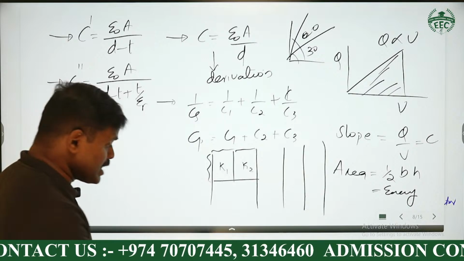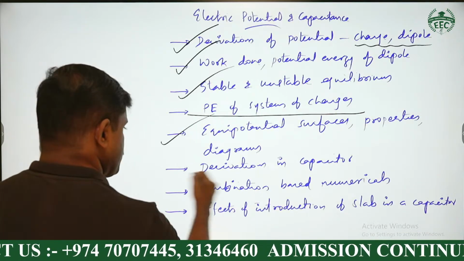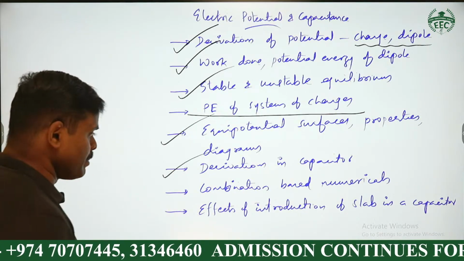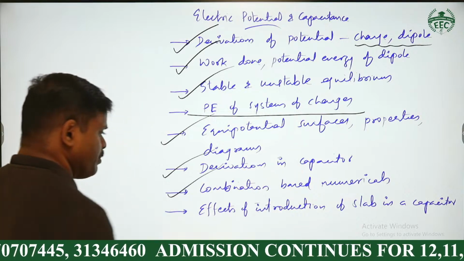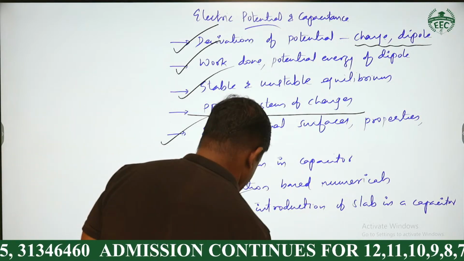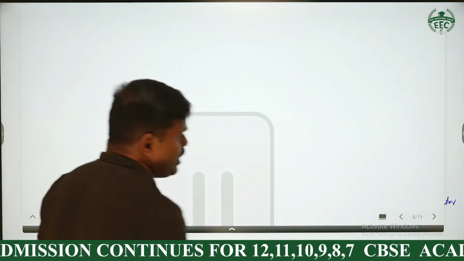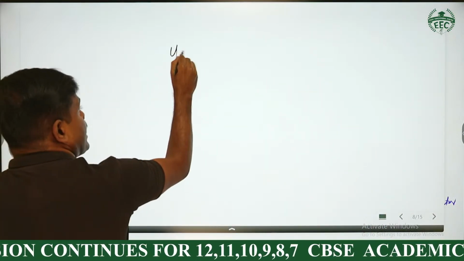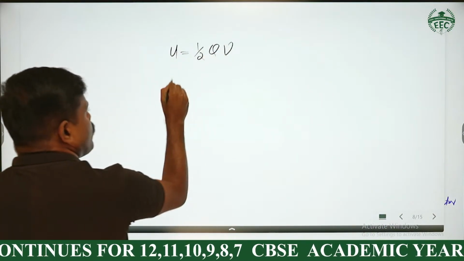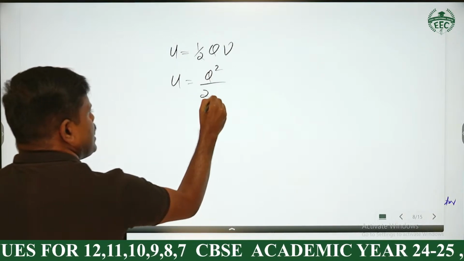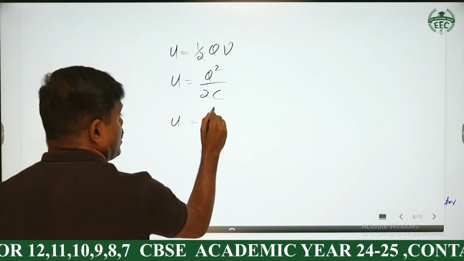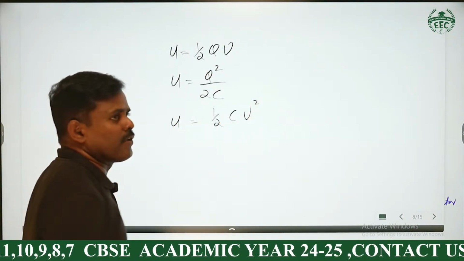And coming to the last point, what was the next point? Derivation of capacitor. Epsilon 0 A by D is important. Combination based numericals, that's important. Effects of introduction of slab, I'll tell you now. Then energy equations. This time energy equation is deleted, but energy has 3 equations. Half QV, Q square by 2C, and half CV square. You got 3 equations for energy stored.